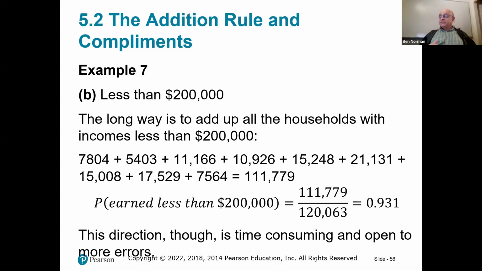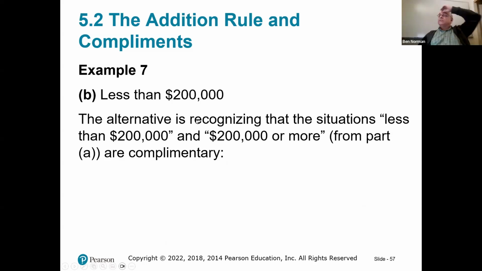This direction, though, is time consuming and open to more errors because I have to add up all of these numbers. If I can avoid that, that'll be great. There's an alternative. The alternative is to recognize that the situations of less than 200,000 and 200,000 or more from part A are complementary.